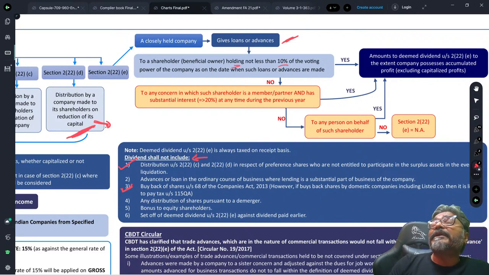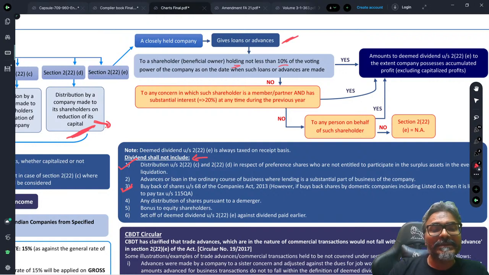In the month of May 2021, the company gives me a loan and advance. And in the month of July 2021, I increase my stake in that company from 5% to 12%. The question therefore is, the loan and advance which the company has given to me in the month of May 2021, will that result in a deemed dividend under Section 222E taxable in my hands?